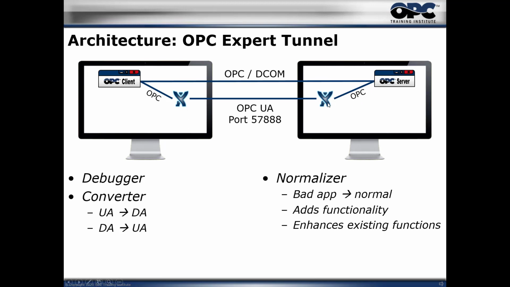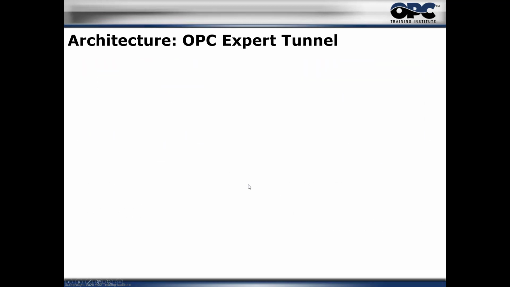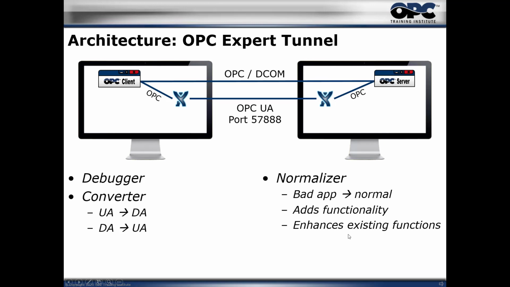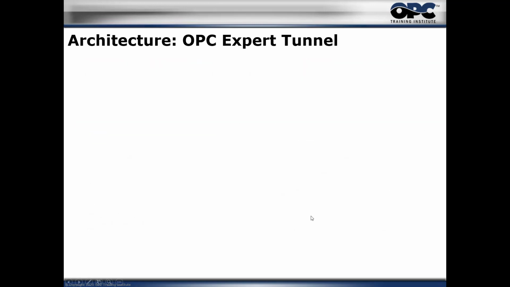When you have a bad application, this one here will convert it, in essence, such that the other application will see a normal OPC server or a normal OPC client, and in that way it adds functionality. For example, maybe this client doesn't automatically reconnect. Well, that's okay, because if there's a network fault over here, this guy will reconnect automatically. So you get automated reconnections, and as a result, it enhances the existing functions as well.